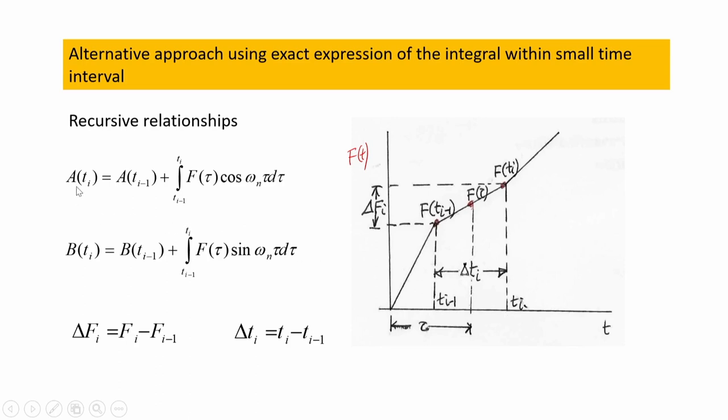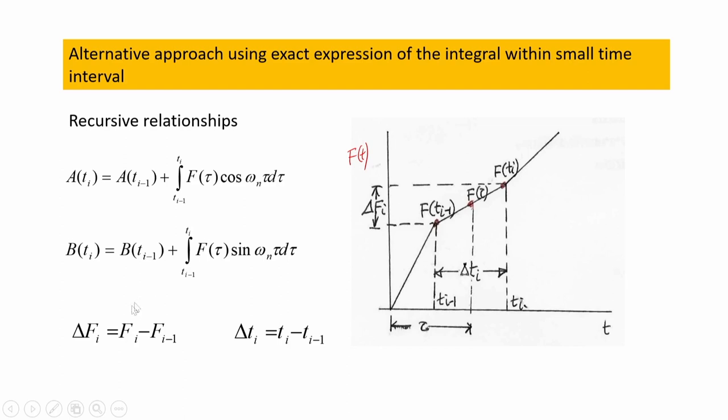we find this integral ATi as ATi minus 1 plus the integral of F tau cos omega n tau d tau, but the limit of the integration is within the small time interval, so Ti minus 1 to Ti. You can see Ti minus 1 to Ti. Similarly, for the other parameter BT, BT is evaluated at the instant Ti. So BTi equals BTi minus 1 plus the integration from Ti minus 1 to Ti of F tau sin omega n tau d tau.